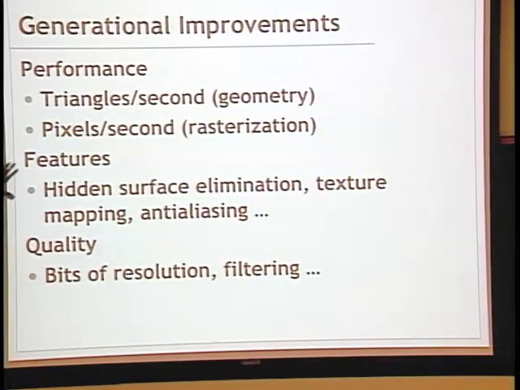Also, what changes is features. So things that you can do that you couldn't do before. Hidden surface elimination is that when I put this hand in front of this hand, you want to render this but not this. That wasn't always part of graphics hardware, and so it took a little while for that to be introduced. Texture mapping. There's lots of features that have been introduced over the years.